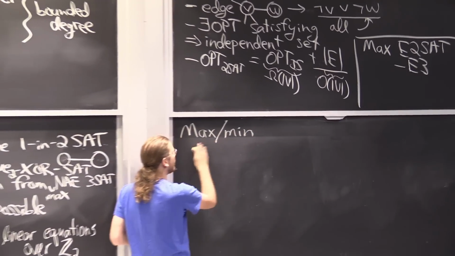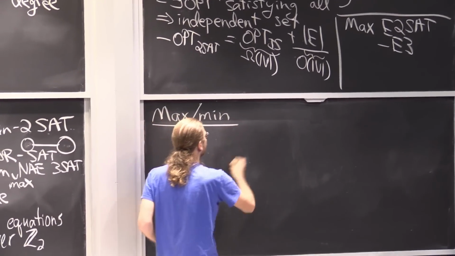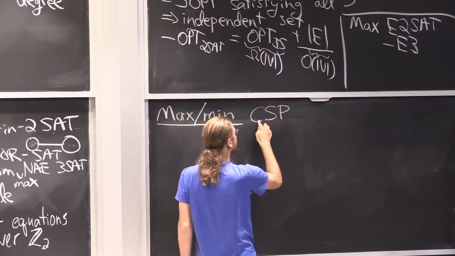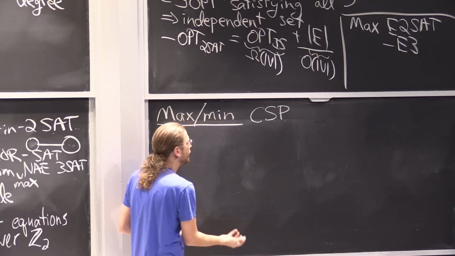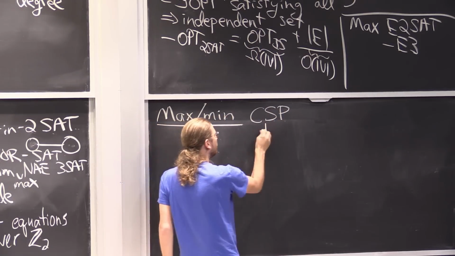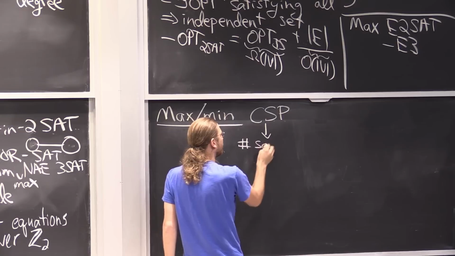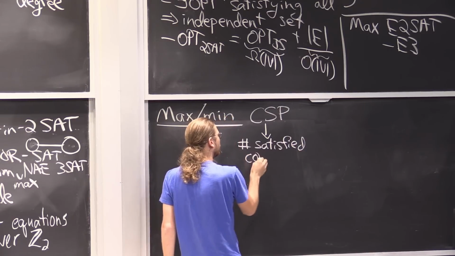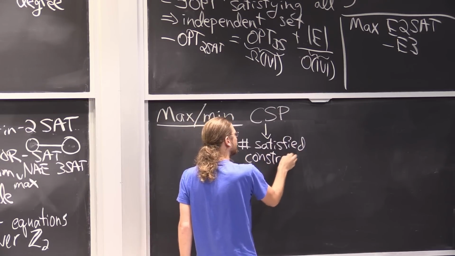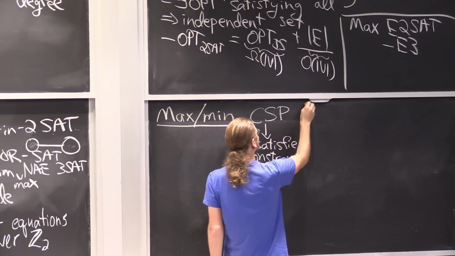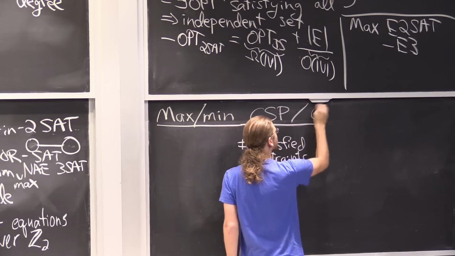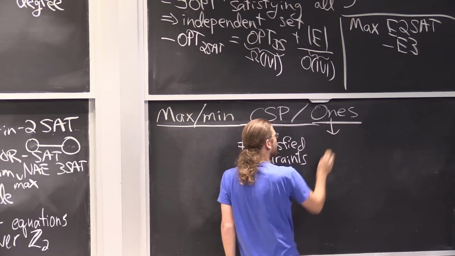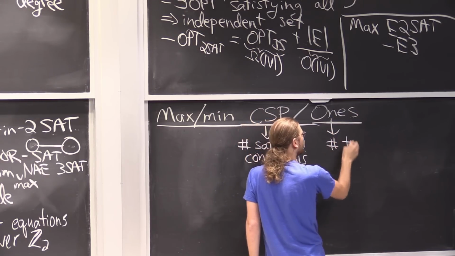First dichotomy is max versus min. And then the second dichotomy is, they call it CSP for constraint satisfaction problem. So you have a bunch of constraints. You want to satisfy as many as possible. So this would be the number of satisfied constraints is your objective, or your cost function. Or the other version is what's called the ones problem, or max ones or min ones. This is the number of true variables.